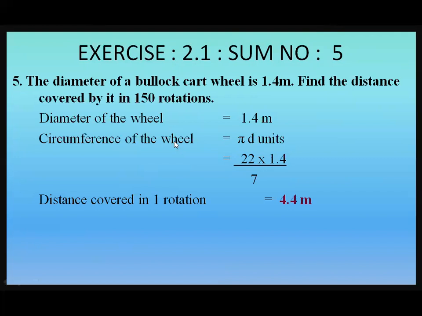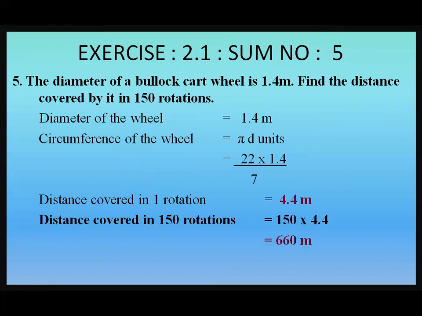And the circumference of the wheel is the distance covered in one rotation. So you have to find the distance covered in 150 rotations, which is 150 into 4.4, which gives you 660 meters.